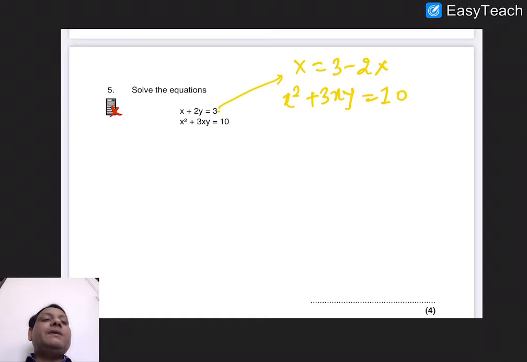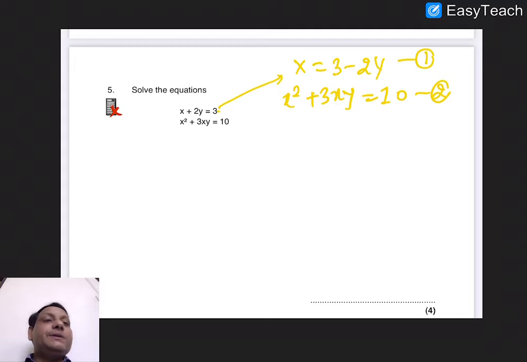Like here I am replacing x, so this is 3 minus 2y, right. So 3 minus 2y I am going to write here. Now this x value, 3 minus 2y, you replace in the other equation. This you can call equation number 1, and this equation number 2.